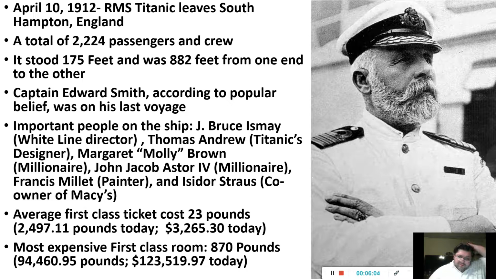The next one was John Jacob Astor IV. He was probably the richest man on that ship. And yes, like the movie does point out, he did have a younger woman with him who was his mistress and pregnant. So yeah. This other person, Francis Millet, was a famous painter, and was on that ship as well.